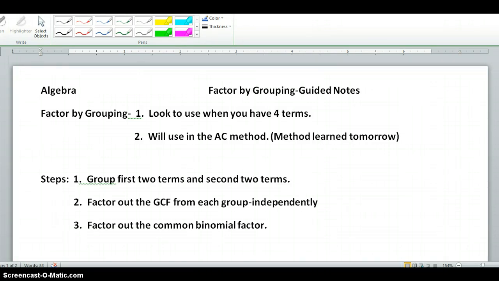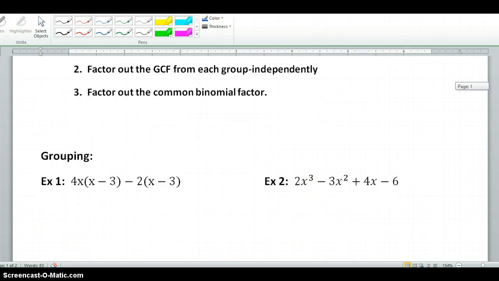One, you're going to group the first two terms and the second two terms. Once you have those terms grouped, you will then factor out the greatest common factor from each of the groups. You will do this independently. So you'll take one of the groupings, factor out the GCF, the other grouping, and factor out the GCF. Then you will factor out the common binomial factor. We have a few examples here to show you what we're talking about, so please follow along.